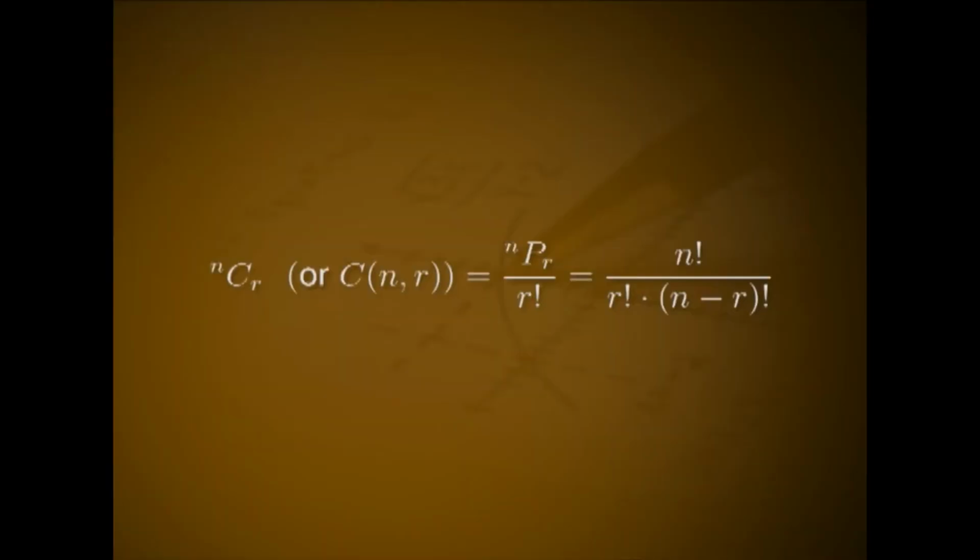Combinations or selections. The number of combinations of n items taken r at a time is nCr or C(n,r) equals nPr by r factorial equals n factorial by r factorial into (n minus r) factorial. From the definition, it is clear that nCr equals nC(n minus r). This is expected since in practice, a selection of a few and discarding the remaining are the same.